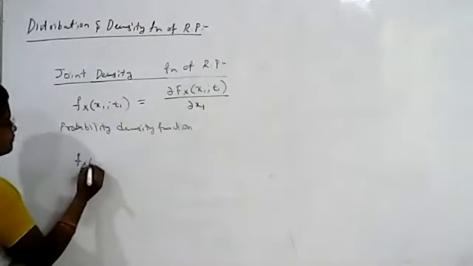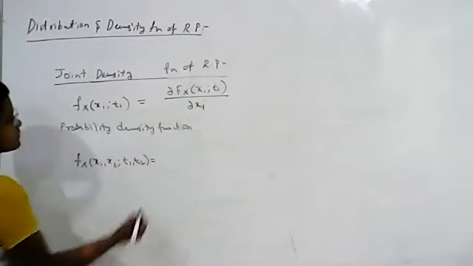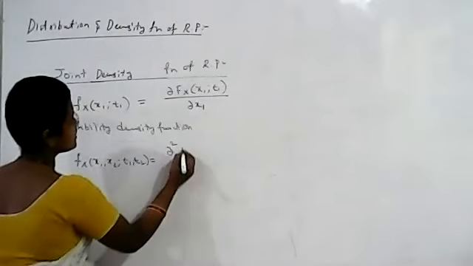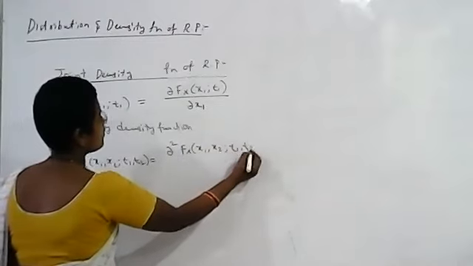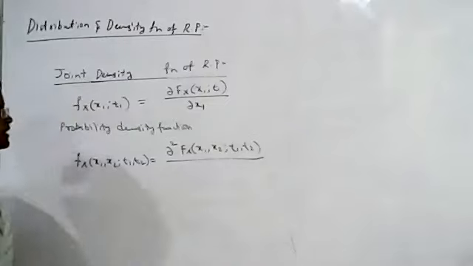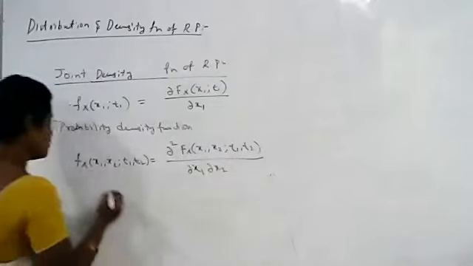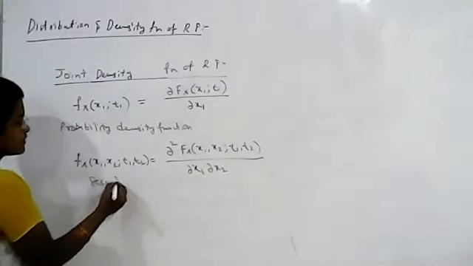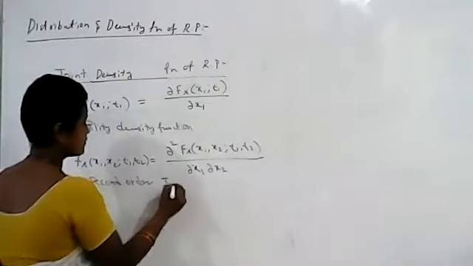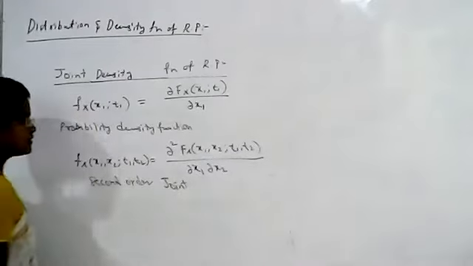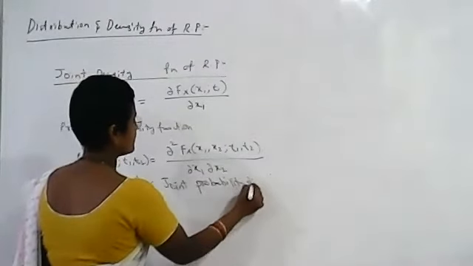Similarly, if you have two random variables, x1, x2, at t1, t2, these are the two random variables. Now we have to do partial differentiation with both x1, x2. So we have to differentiate the distribution function with respect to both x1, x2. So what is this called? Since two random variables are involved, this is called the second order joint probability density function.